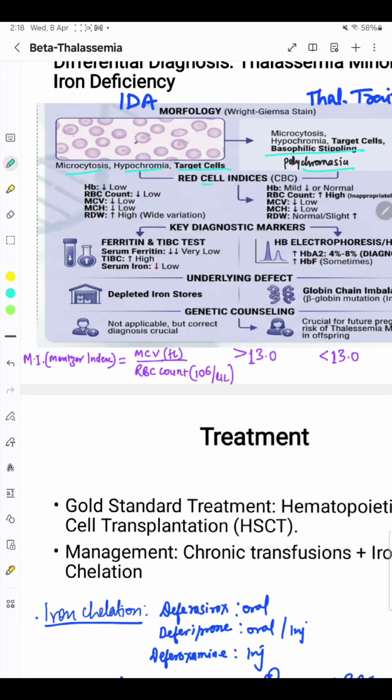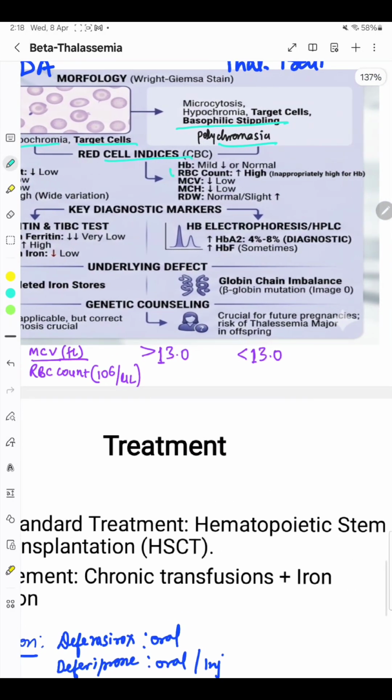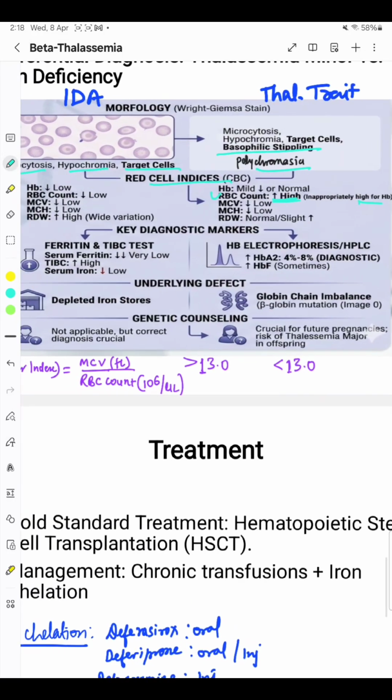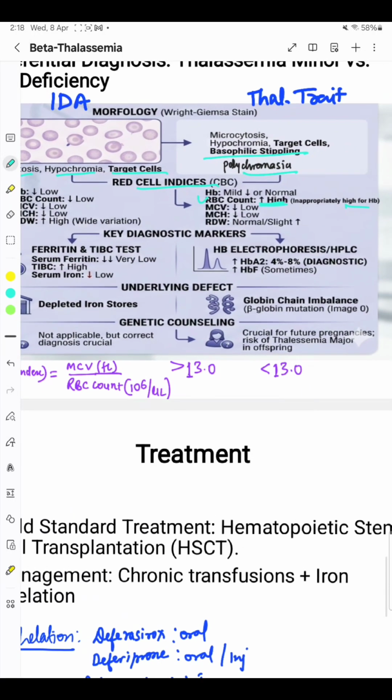On complete blood count, hemoglobin is decreased in both conditions, and RBC count is decreased in iron deficiency anemia, but in beta thalassemia the RBC count is increased, disproportionate to the level of Hb. RBC count is unusually high in beta thalassemia trait because this is a hemolytic anemia, and due to hemolysis, the bone marrow produces more and more RBCs. So the count is usually normal or increased in thalassemia.